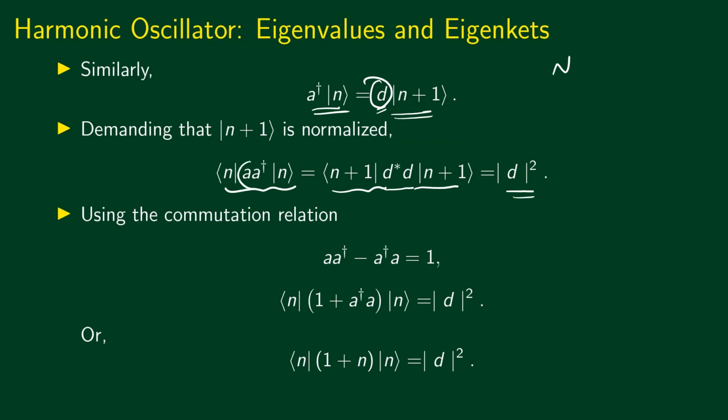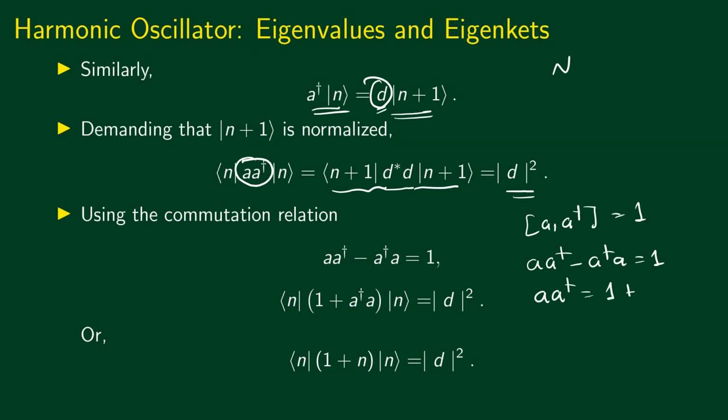Now on the left hand side, we see that A A dagger is not immediately the number operator, but we can write this in terms of the number operator using the commutation relation. So we had the commutator of A with A dagger is equal to 1, or A A dagger minus A dagger A is equal to 1. We can say that A A dagger is equal to 1 plus A dagger A. So we can substitute this in here, and we get bra n 1 plus A dagger A ket n is equal to modulus of d squared.